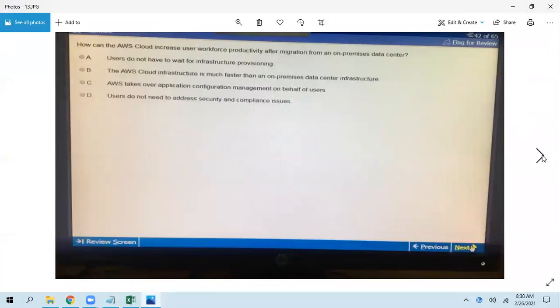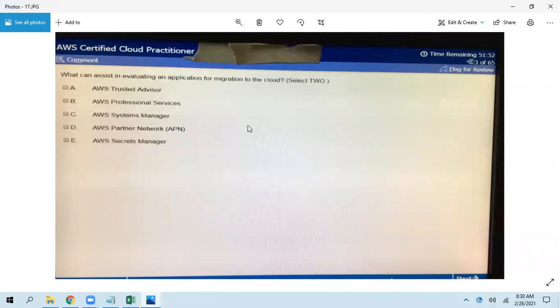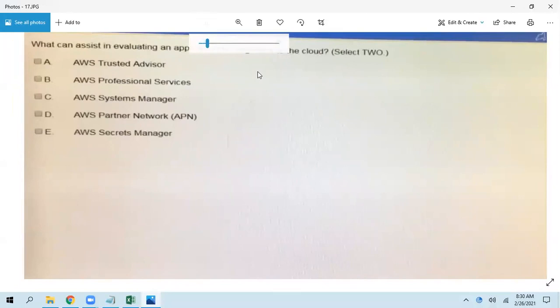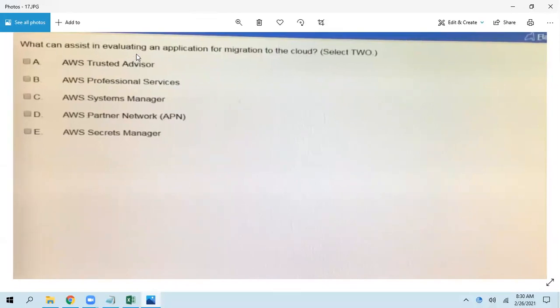So this we already discussed. Now for migration, AWS is also going to have some services. What can assist in evaluating an application for migrating to the cloud? Basically, we have AWS Professional Services and AWS Partner Network, APN. Organizations that match the standard defined by AWS are awarded the APN, Amazon Partner Network, by Amazon.